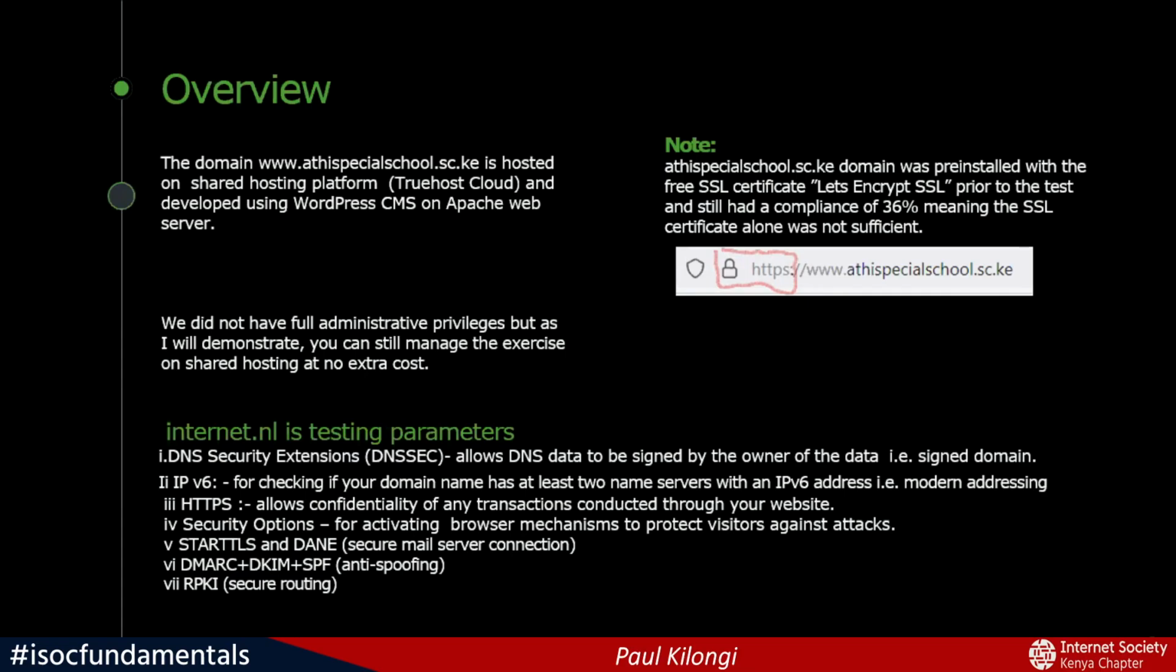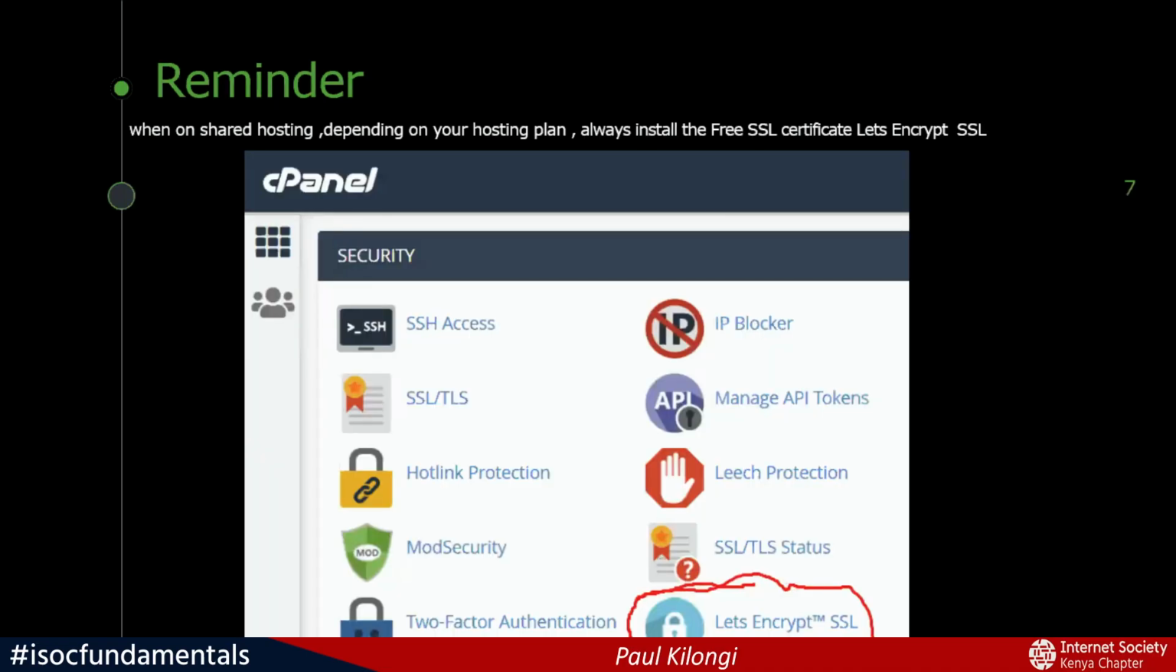The testing parameters for DNS for the internet.nl are DNSSEC, IP version 6, HTTPS, security options, then DMARC, and RPKI for routing. Basically, we want to test that the domain achieves the modern internet standards. There's an SSL tool, a free tool on cPanel. It's called Let's Encrypt, which should be available to anyone.